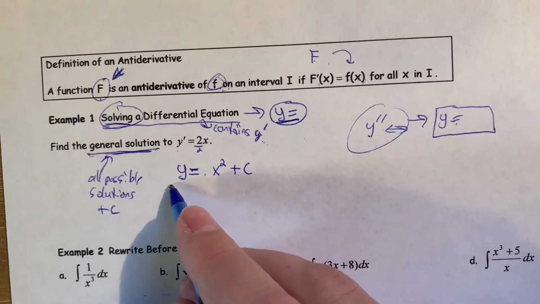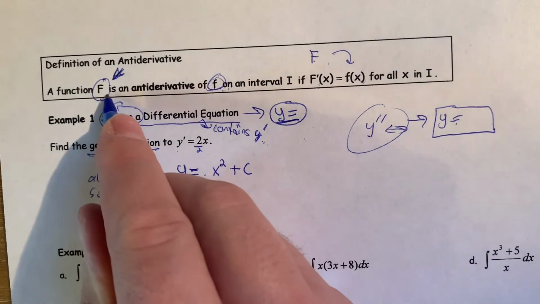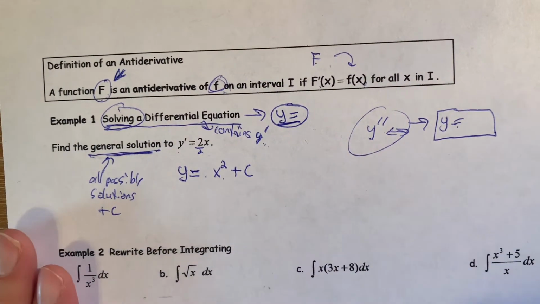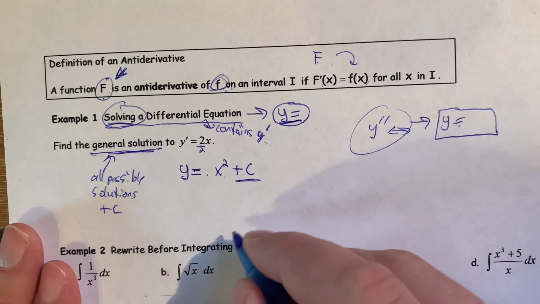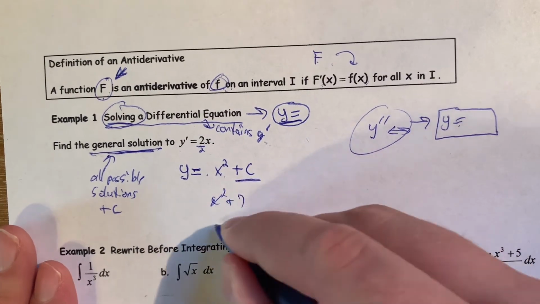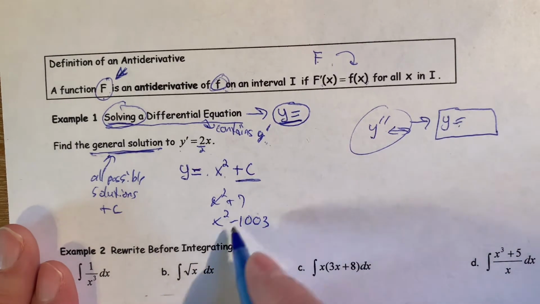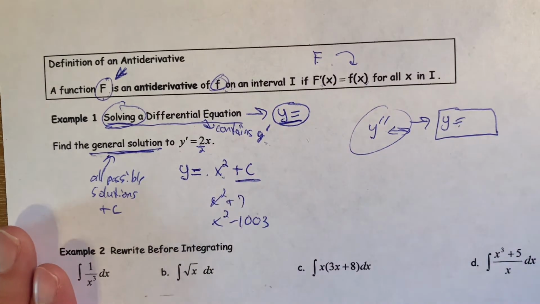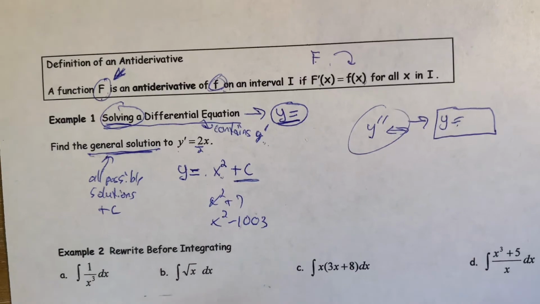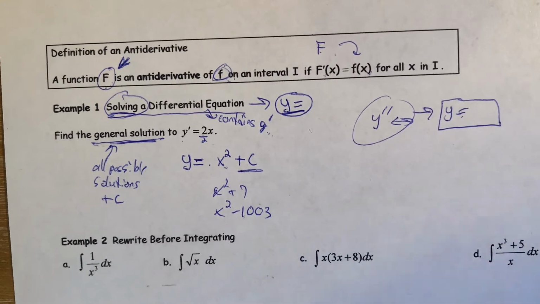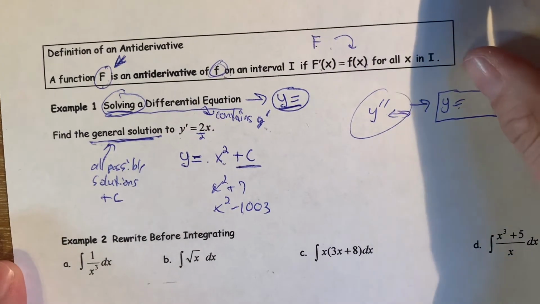This is all the different original functions that when you take the derivative give you 2x. And they can have any constant. This includes x squared plus 7, x squared minus 1,003. Doesn't matter. All of these give you the derivative 2x. Okay? Let's look at a second. This is going to be a new technique for how to find the antiderivative.